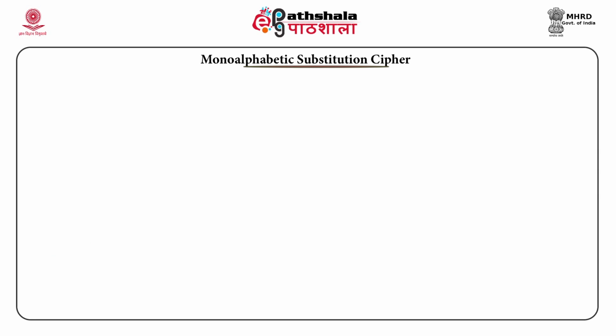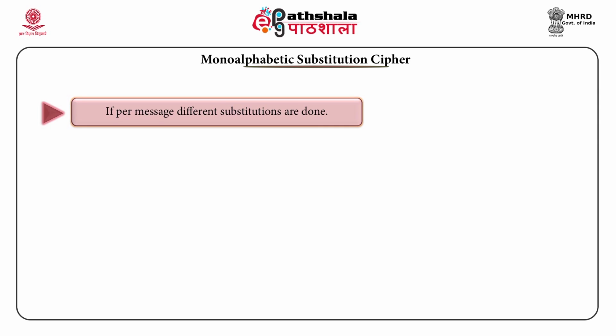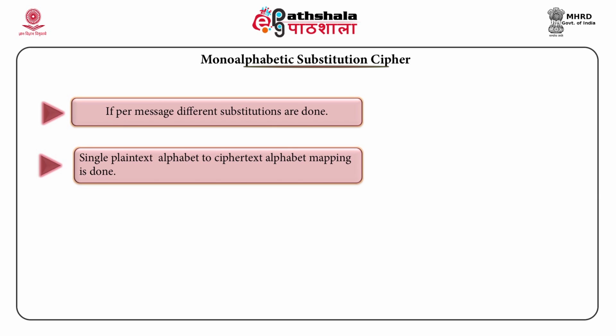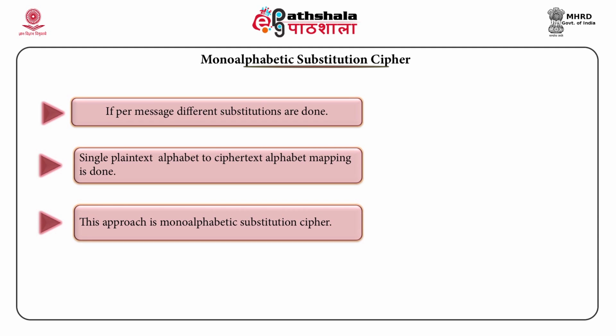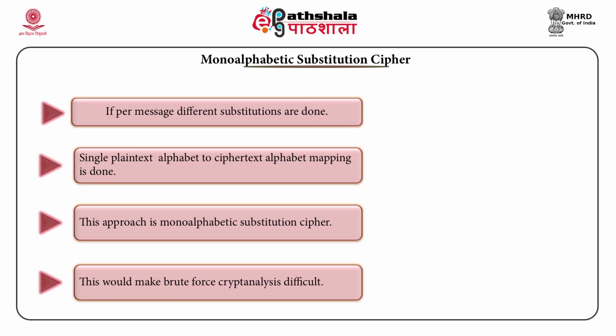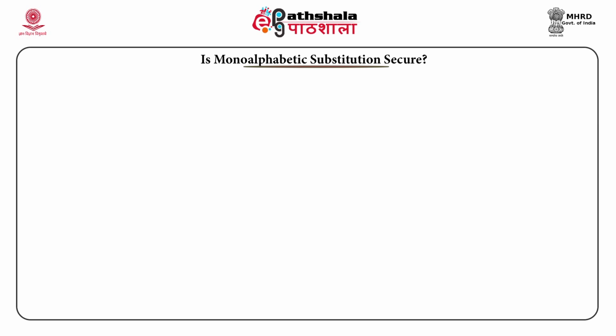We have a new term, monoalphabetic substitution cipher. In a monoalphabetic substitution cipher, if per message different substitutions are done, a single plain text alphabet to ciphertext alphabet mapping is done, then this approach is called monoalphabetic substitution cipher. Why monoalphabetic substitution? Because it makes brute force analysis difficult, because we have every time used a different key for the substitution. Is monoalphabetic substitution secure?